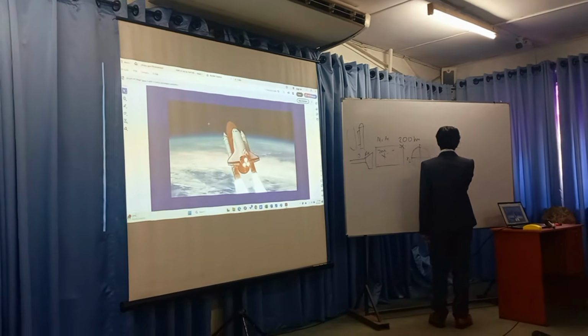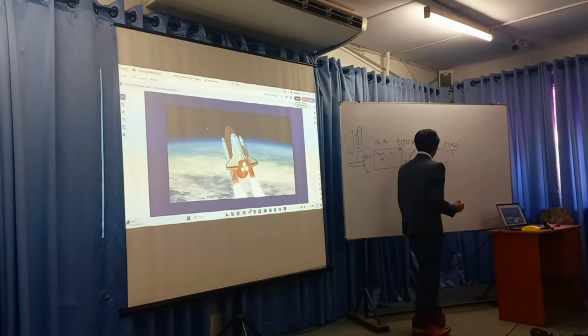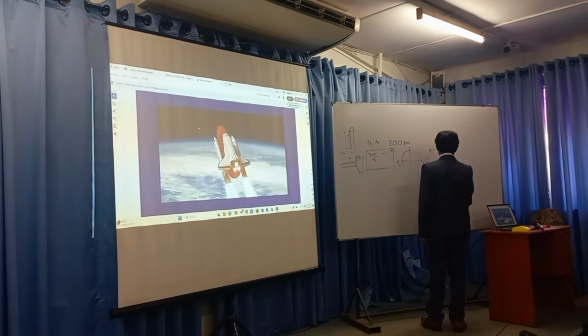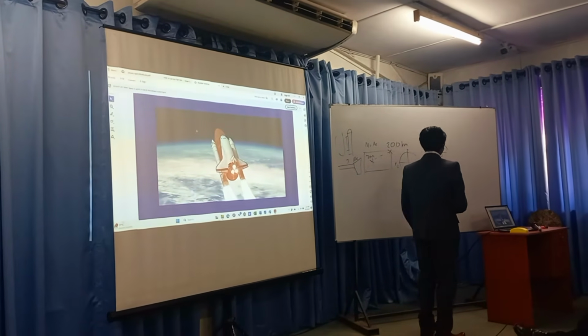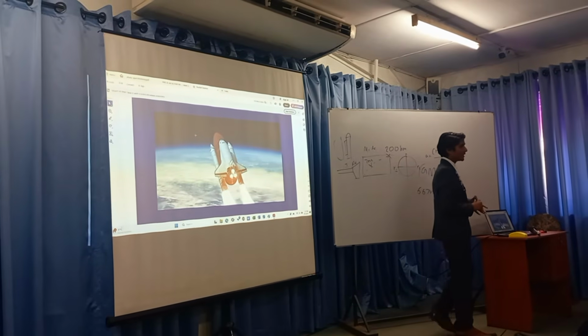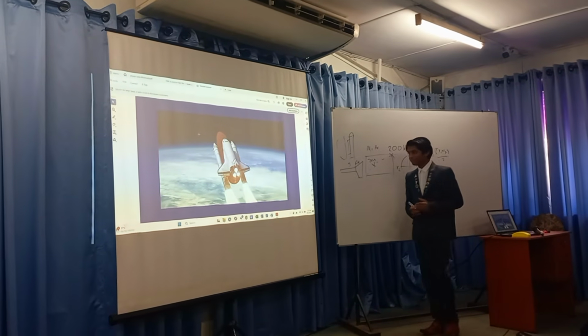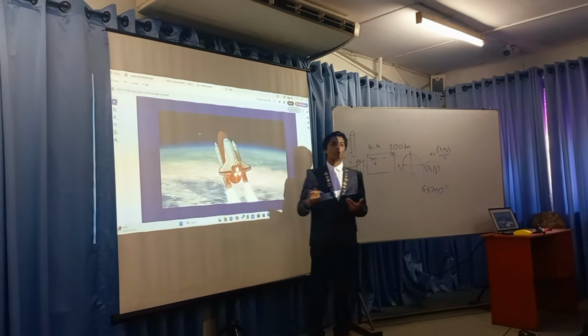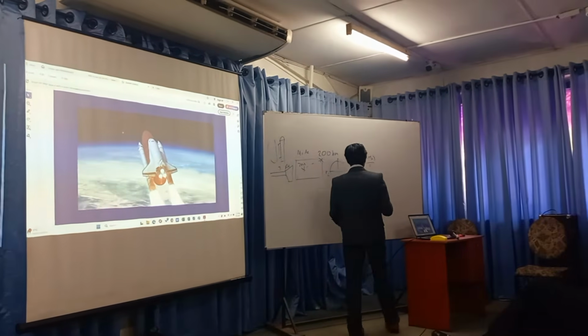Times m. G is the gravitational constant, which is 6.67 times 10 to the negative 11. This is extremely important because we're using it to calculate the standard gravitational parameter. The standard gravitational parameter is how much an orbiting object, like the space shuttle, is pulled towards the Earth or the ground.